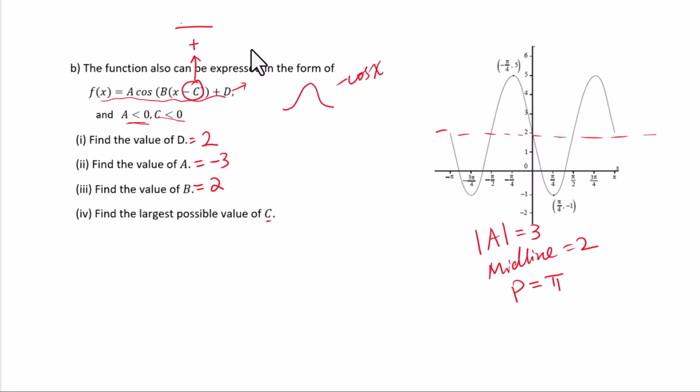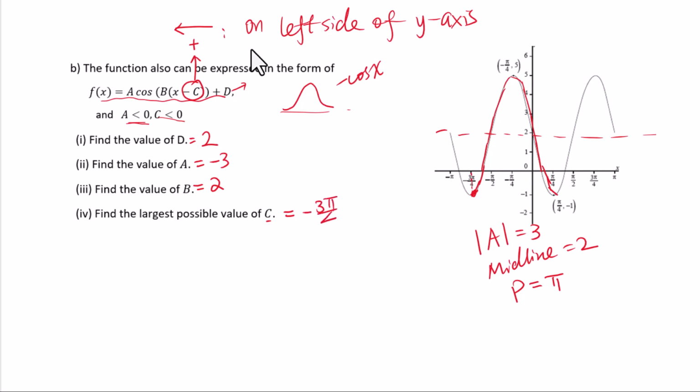Let's check C. Since C is negative, negative C is positive, which means horizontal translation to the left, because inside is a liar. Translation to the left means the new origin or starting point is on the left side of the y-axis. On the left side of the y-axis, we need to draw this pattern from the minimum. This is the pattern. This point is the starting point. Check the x coordinate. Since C is negative, therefore C equals -3 pi over 4.